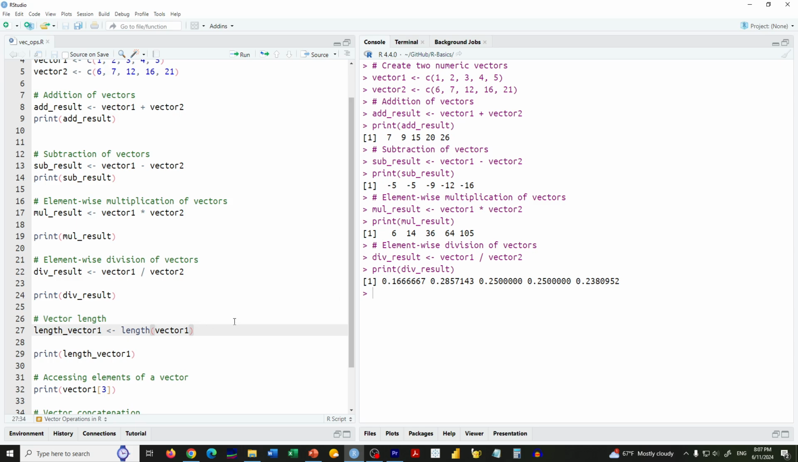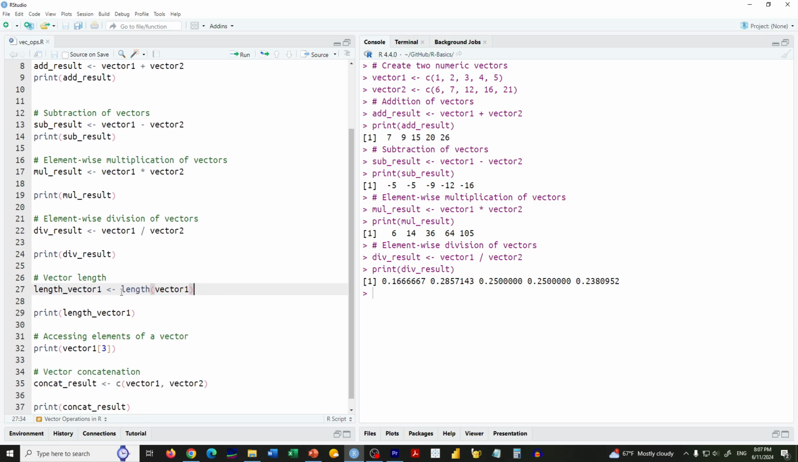Now let's say you want to find out the length of the vector. In that case you use the length function and you can put the name of the vector for which you want to find the length. So in this case, the length of vector 1 is equal to 5 and it means that there are 5 elements in vector 1.